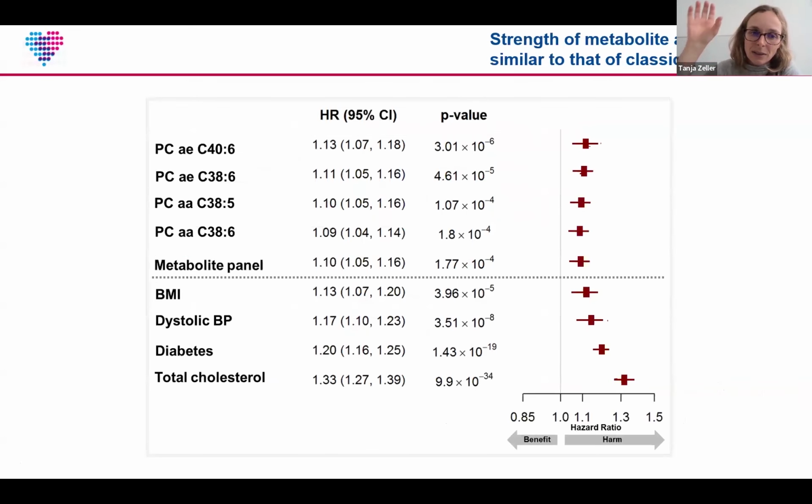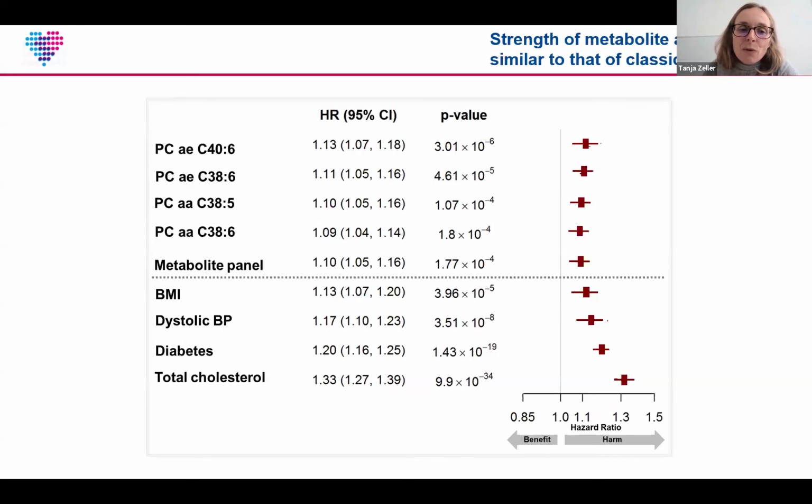Then we compared the individual and also this metabolite panel markers to the classical risk factors. And we wanted to see whether the strength of this association and the information behind this is similar or maybe even more than with the classical risk factors. And as you can see, even the individual phosphatidylcholines gave similar information to, for instance, the body mass index and the systolic blood pressure.